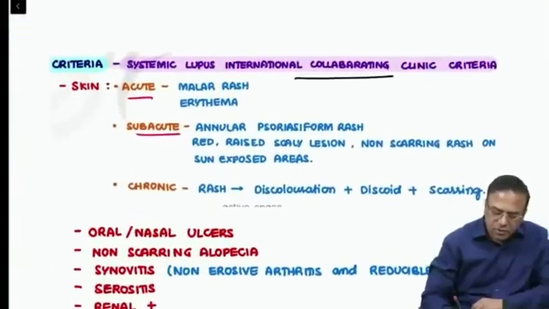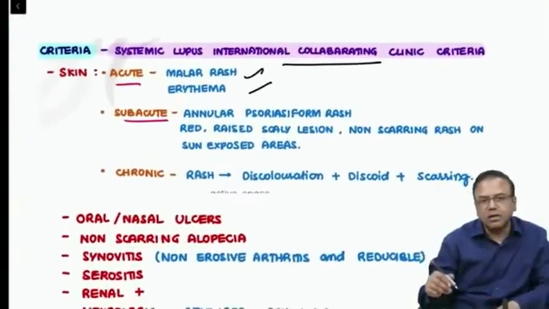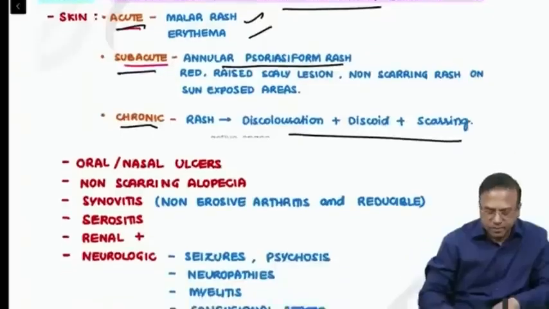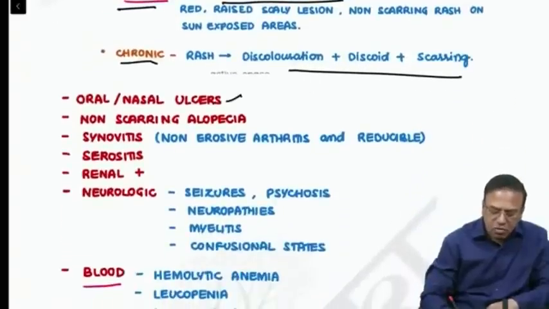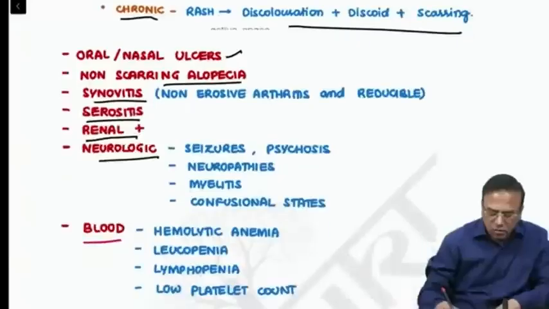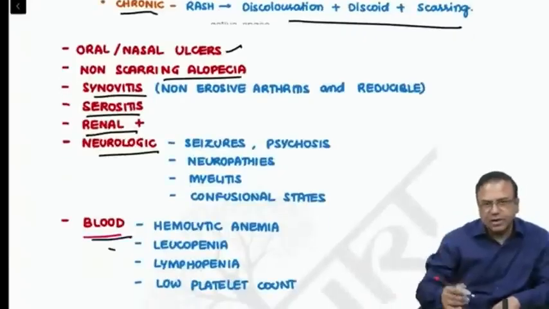Systemic lupus: these are skin problems that can occur. You can get acute, you can get subacute, where you can see annular psoriasiform rash, or chronic, where the patient can get discoid rash. These patients can have oral nasal ulcers, non-scarring alopecia, arthritis, serositis, renal involvement, neuro involvement, and blood involvement. All these are criteria.